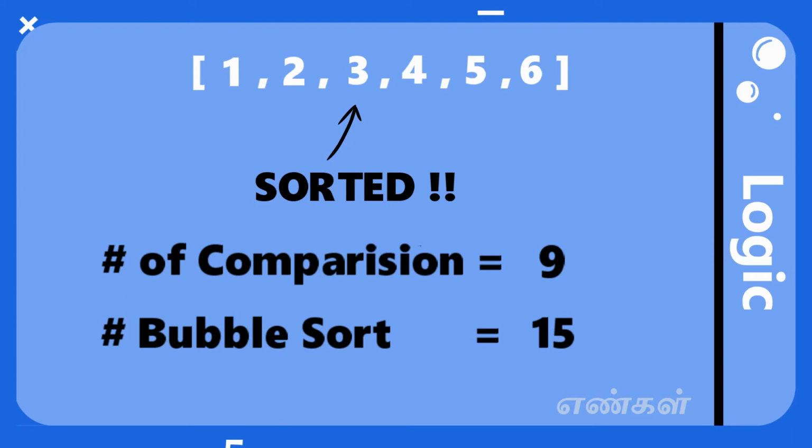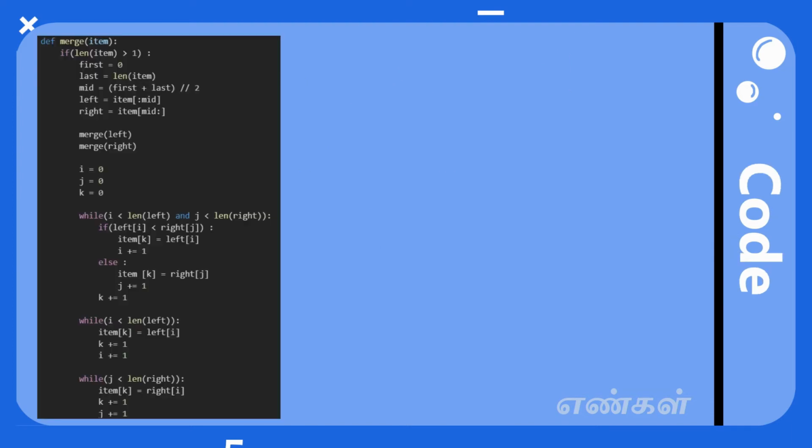If we were to sort this input using the bubble sort algorithm, it would have taken us 15 comparisons to sort the input. Merge sort achieved the same result with just 9 comparisons, and this gap keeps widening for large inputs. Let's take a look at how merge sort has been implemented in Python.